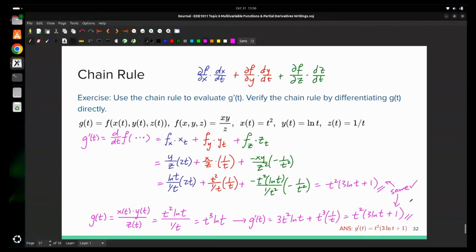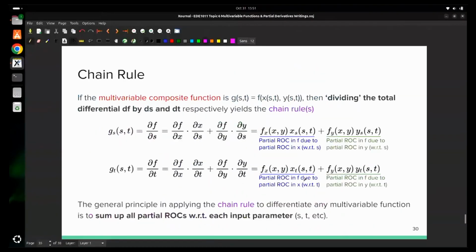In reality, this is too complicated to evaluate, like too big already. So therefore, we perform the chain rule, it is easier. That's why we come up with the chain rule. Any questions? Okay, before we complete today's lesson, one last part.